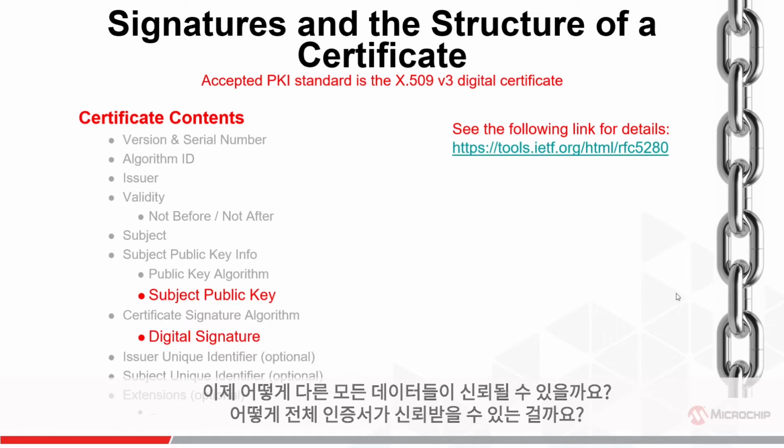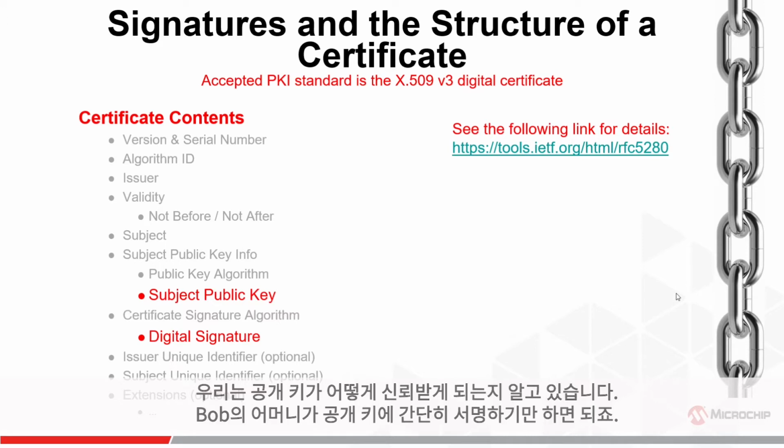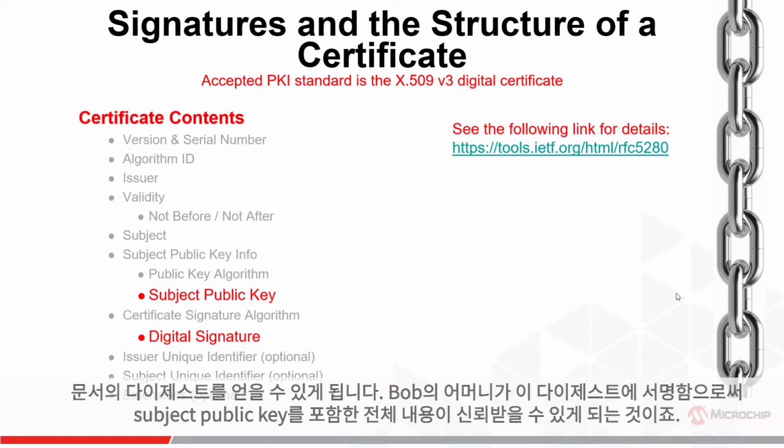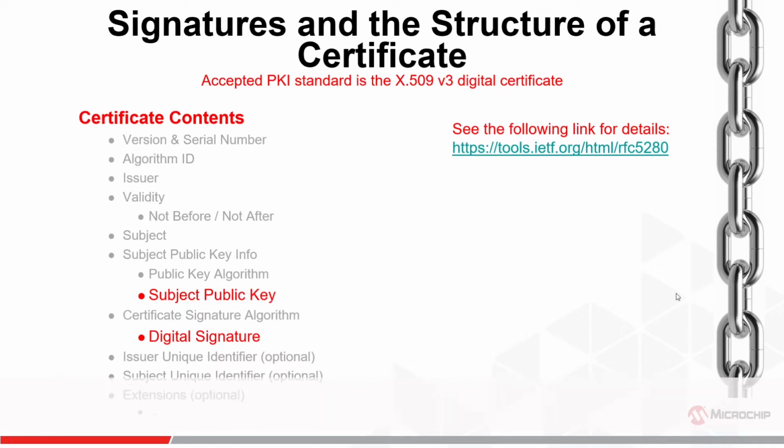Now, how does all of that other data get assured? How does the entire certificate become assured? We know how a public key would be assured. Bob's mom would simply sign the public key. If we're using a certificate, she wouldn't sign just the public key. What would happen is all of this would be placed in a document. That document would then be hashed, and we would have a digest of the document. Bob's mom would then sign that digest, thereby assuring the entire contents, including the subject public key.